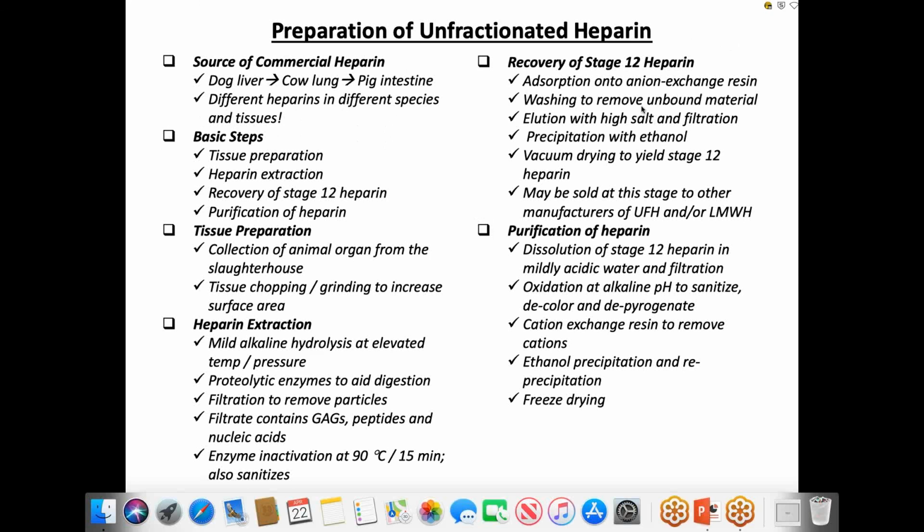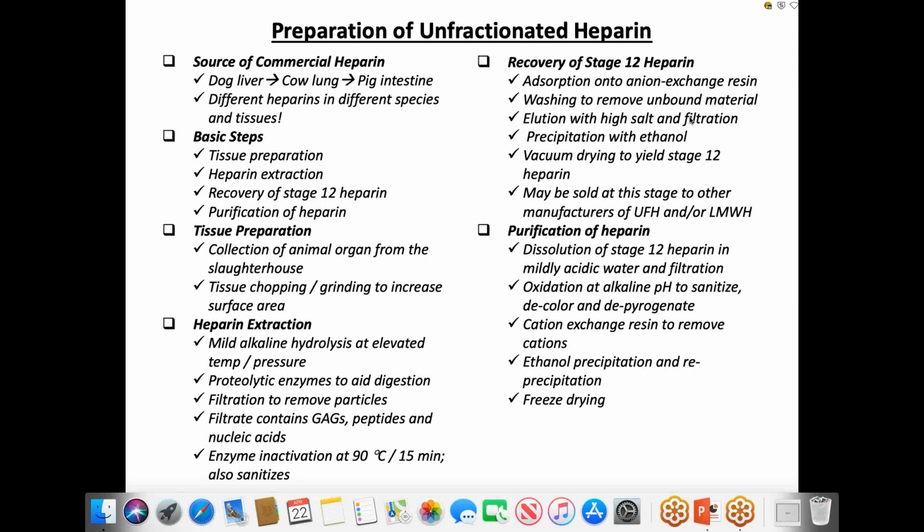And then the unbound material, or loosely bound material, which is not really heparin, can be washed by an appropriate salt wash. And you elute with high salt fraction. Heparin is tightly bound to the resin, and that interaction can be disrupted with a high concentration of sodium chloride, and it's filtered. At this point in the solution, you essentially have the majority of heparin, but it's in water. Okay? So what do you do? You precipitate that heparin with ethanol.